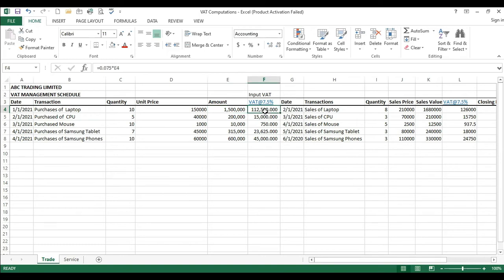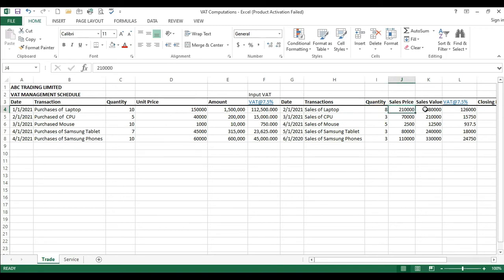So when they are paying this input VAT, they will keep the invoice. The law requires them to have paid through a VAT invoice, because they will give them the invoice, they will pay. Now, however, on the second day they sold the same laptop, but did not sell everything. Out of 10 that they bought, they sold only 8, and they sold the laptop for 210,000.